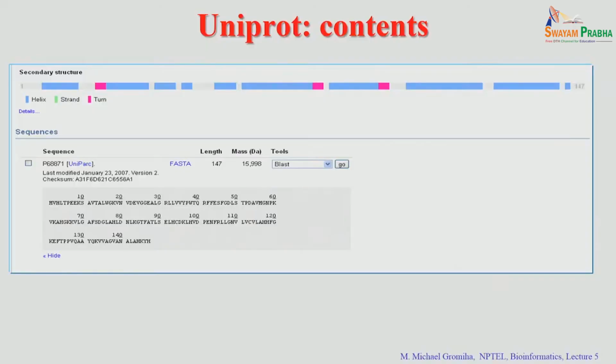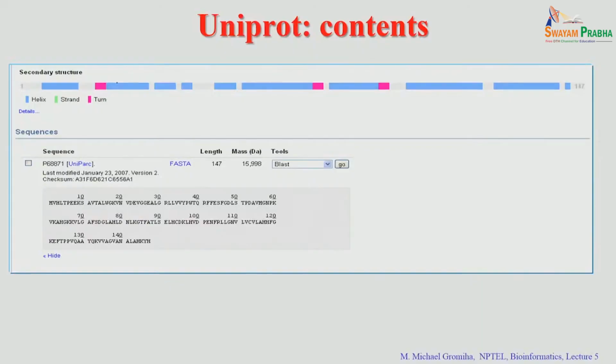UniProt contains not only the sequence, it contains data for other functions and the structure of a particular protein. Here is the sequence; how many residues are there in this protein? 147 residues. They give the complete sequence, and here they give the secondary structure, because as you know this is an alpha helical protein, predominantly alpha helices. I will discuss the secondary structure in later classes.